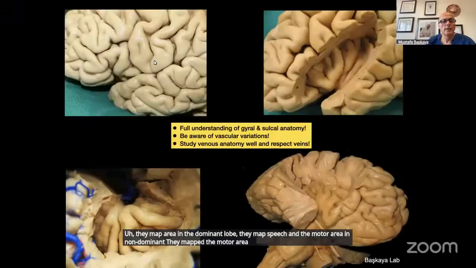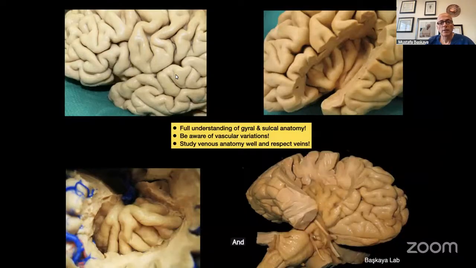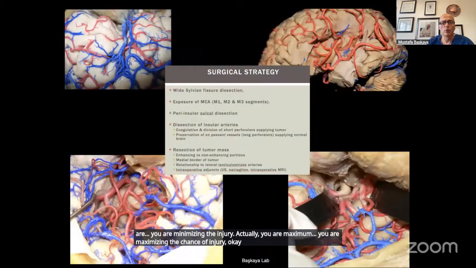Area, and what you do, you take the inferior frontal gyrus, you take the superior temporal gyrus, you go transcortical. And why do you do that? This is a natural cleft. God created this for us to reach these lesions. But we avoid dissection, right? And when you avoid dissection, you think you are minimizing the injury. Actually, you are maximizing the chance of injury. Okay, so don't do that, please.